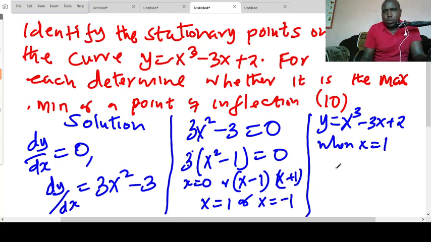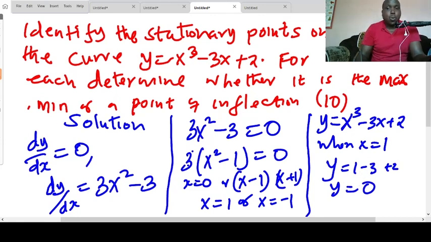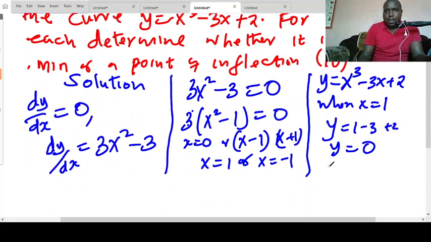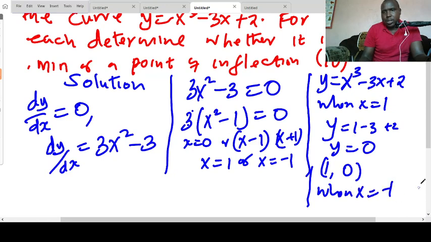So when x is equal to 1, what will be y? Substitute here. We are going to have 1 minus 3 plus 2. And that one is 0, so when x is 1, y is going to be 0. So the stationary point there will be (1, 0). That is the first stationary point. We will have two stationary points because we have two values of x. Next is when x is equal to -1, we substitute there again.